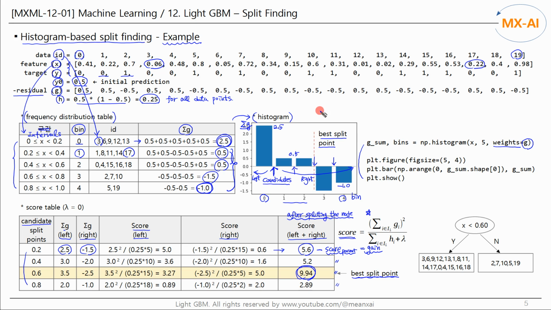We can see that it is optimal to split the parent node into left and right nodes using the third candidate. If we divide the above data into left and right based on the best split point of 0.6, it is as follows. This is the result of splitting the node using the histogram-based split finding.